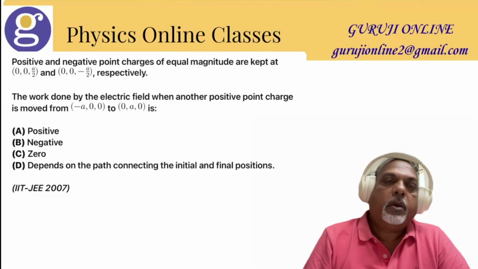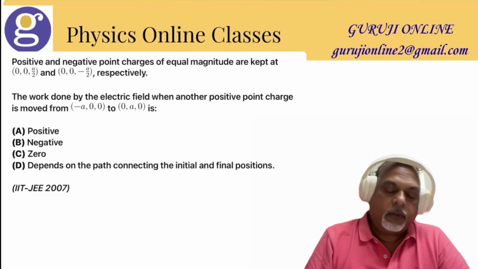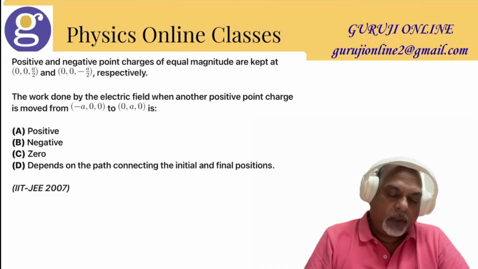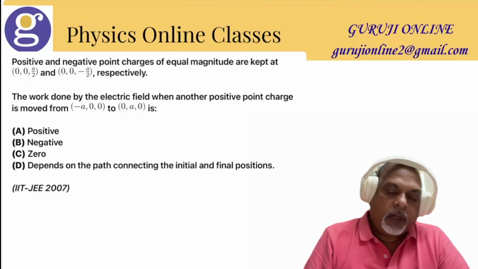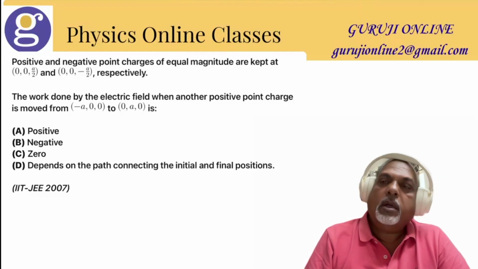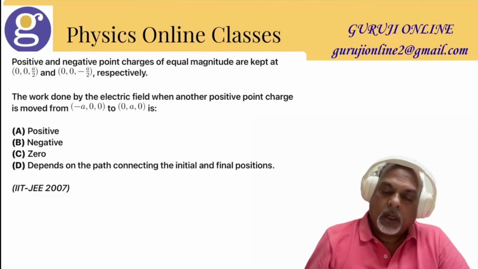Well, guys, today we have again come with some very advanced problems. This problem is from 2007, as you can see on the screen. It says positive and negative point charges of equal magnitude are kept at (0, 0, a/2) and (0, 0, -a/2). So let us first draw a figure.